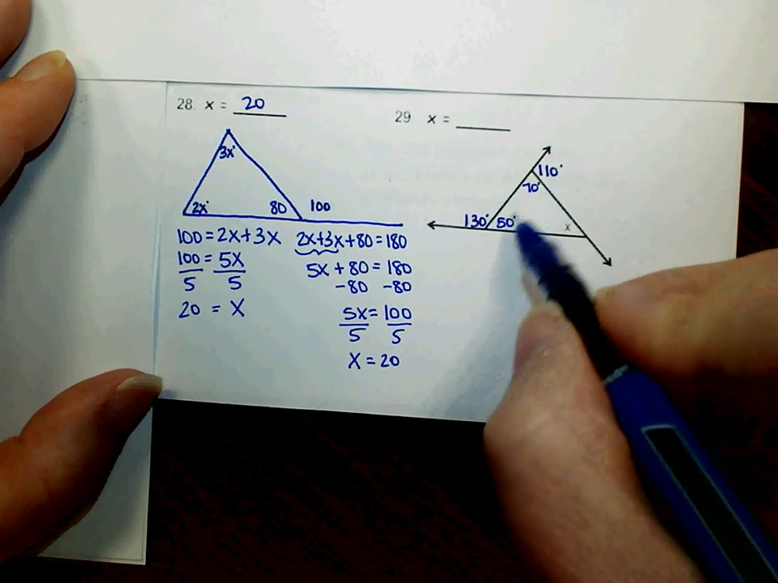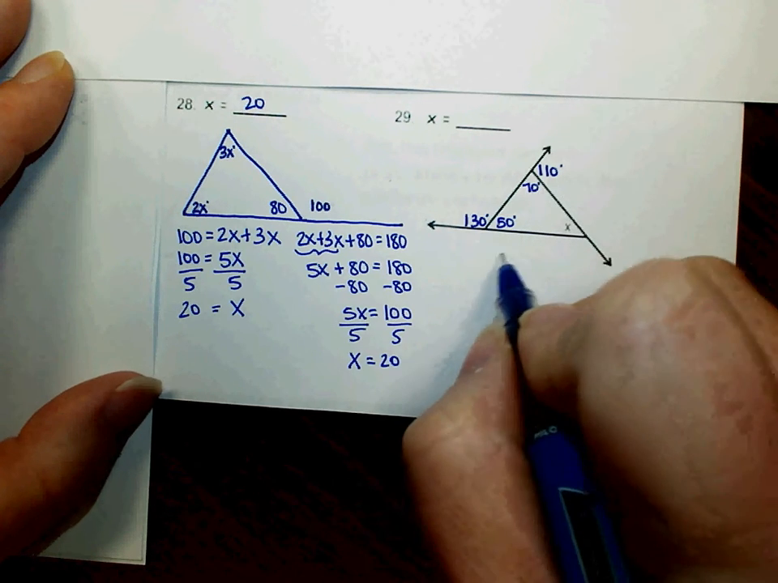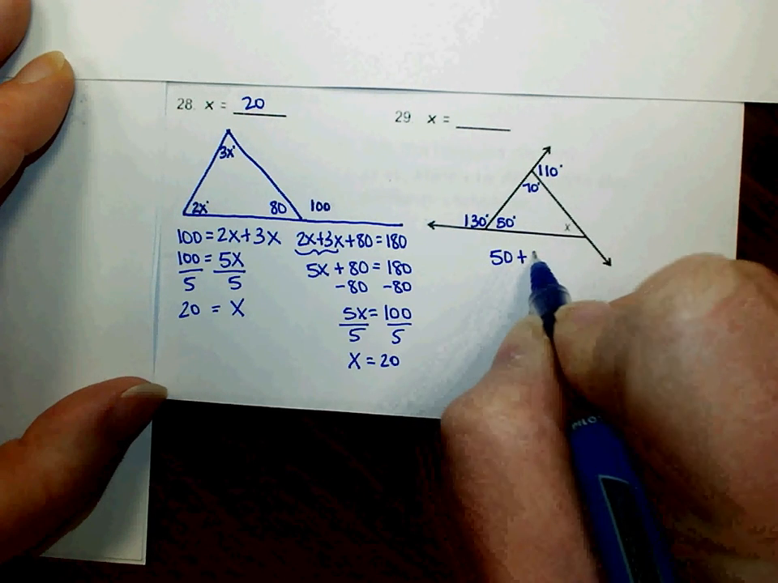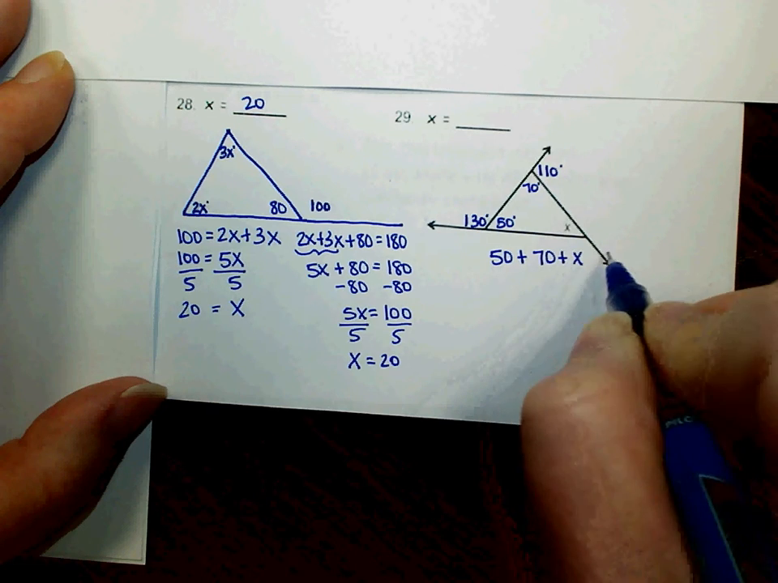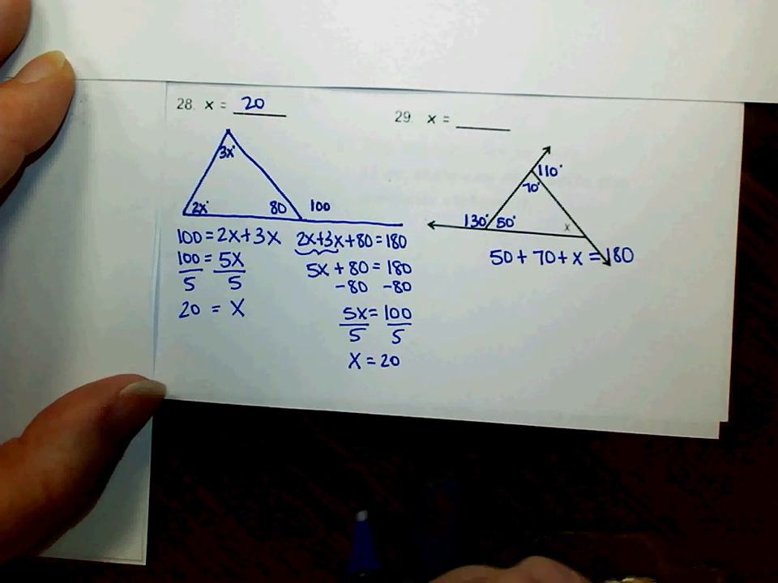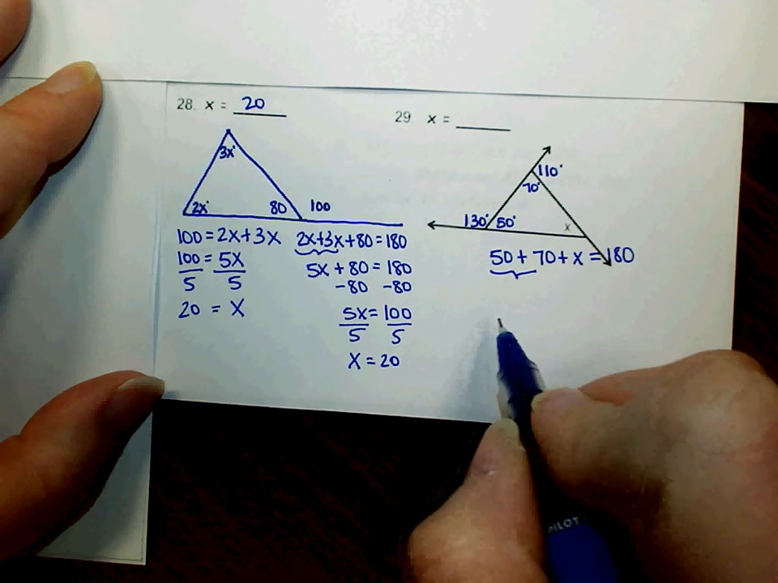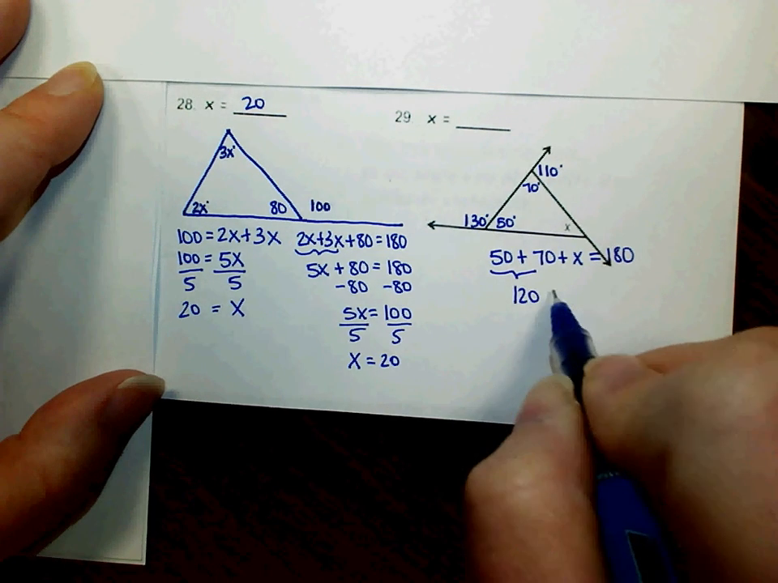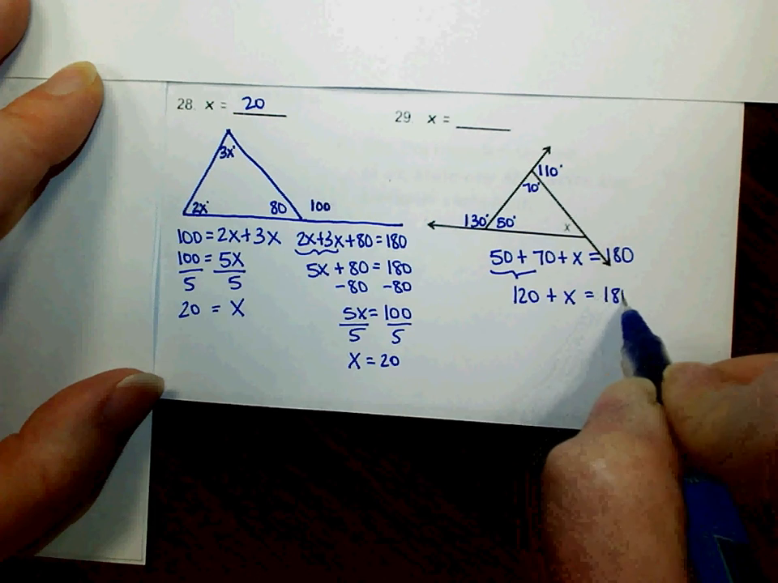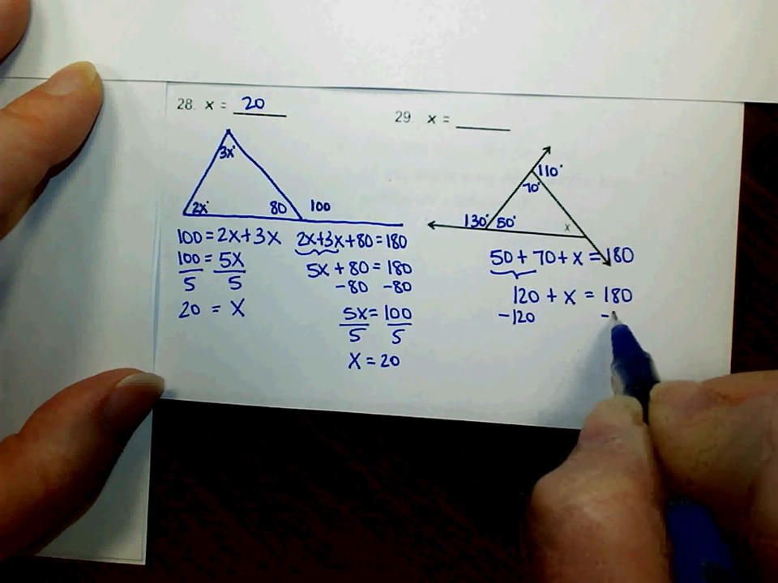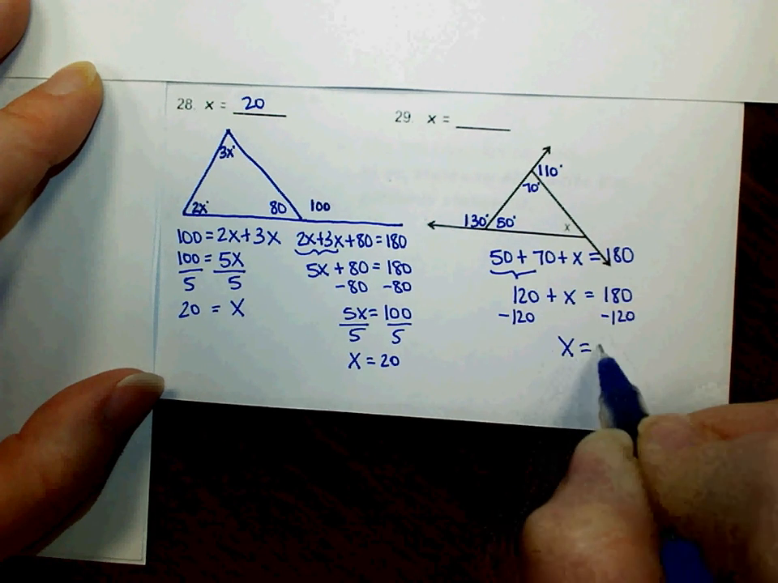So now I can use the Triangle Sum Theorem. The three angles inside the triangle, the 50, the 70, and the x, have to add up to be 180 together. So combining our like terms, 50 and 70 is 120. And then we can subtract 120 from both sides to get our value of x to be 60 degrees.